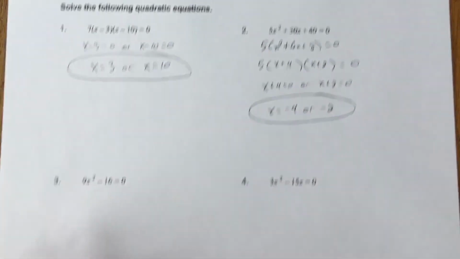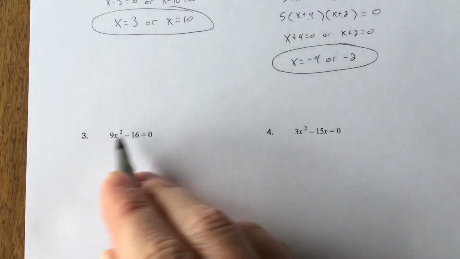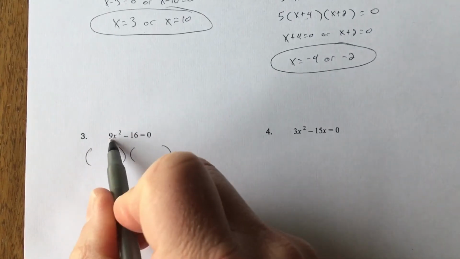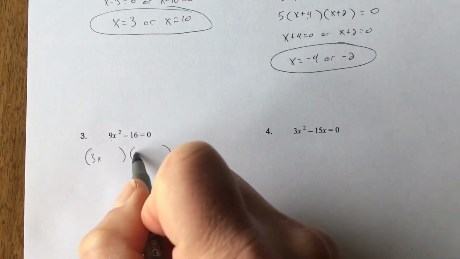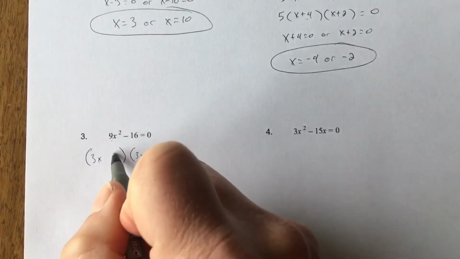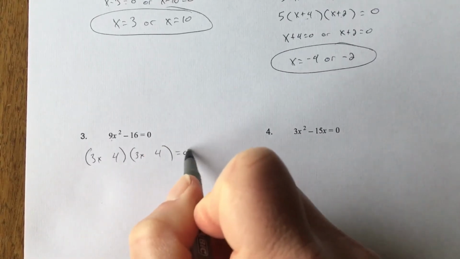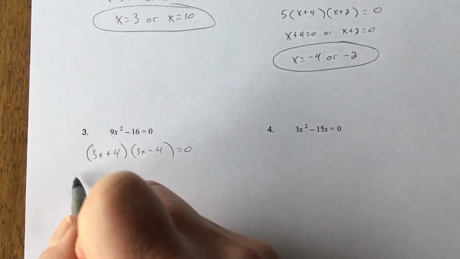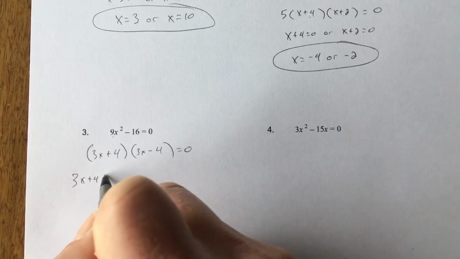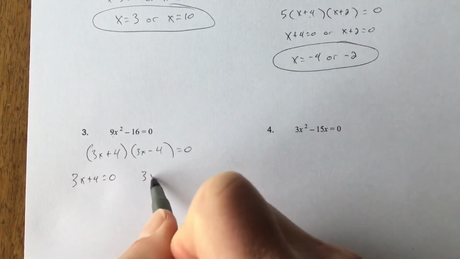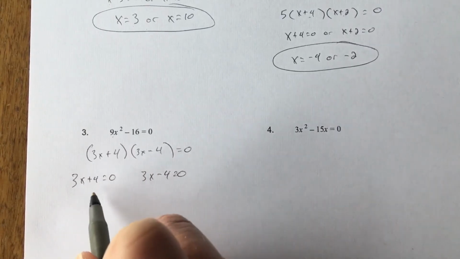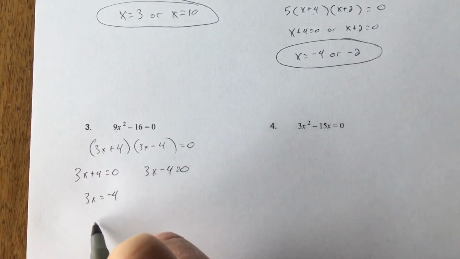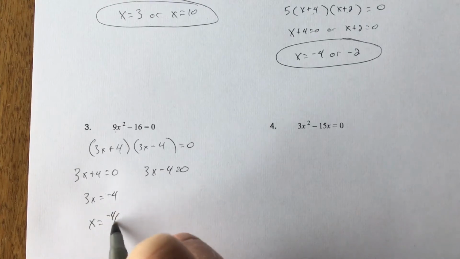All right. Number 3, we have two terms subtracting. So right away I'm thinking of a difference of squares. 9x squared is 3x times 3x. 16 is 4 times 4. So one of these is plus and one of these is minus. Okay, now the wrinkle on this one is when we set those equal to 0, it's not just as simple as a one-step thing. We have to, in this case, subtract 4 and then divide by 3. We end up with x equal to negative 4/3.